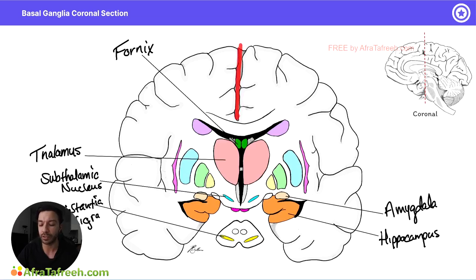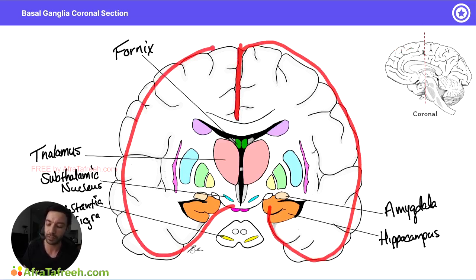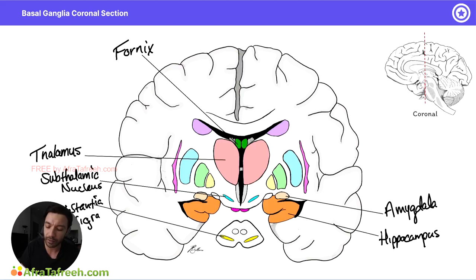So on a coronal section, we're going to have this longitudinal fissure separating our left and right hemispheres. And we also have this corpus callosum right here, that bundle of white matter, as it's going to connect those two hemispheres. Another structure that you'll see in the coronal section that you won't see in the horizontal section is this area right here.